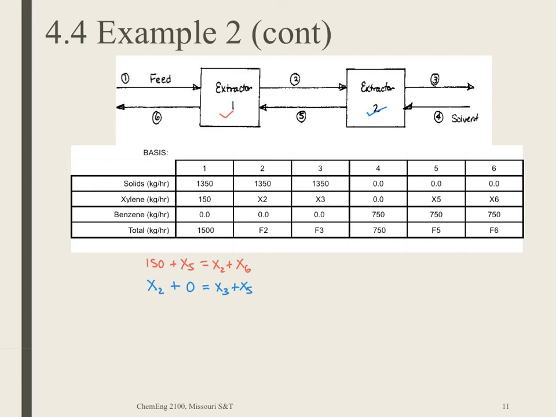I similarly could do an overall balance. In is stream 1 and stream 4, so 0. Leaving is streams 3 and stream 6. So those are my possible material balances I could write. Along with this, I have those process specs. So x6 equals 10x2, x5 equals 10x3. Now the math looks like it's easier, right?